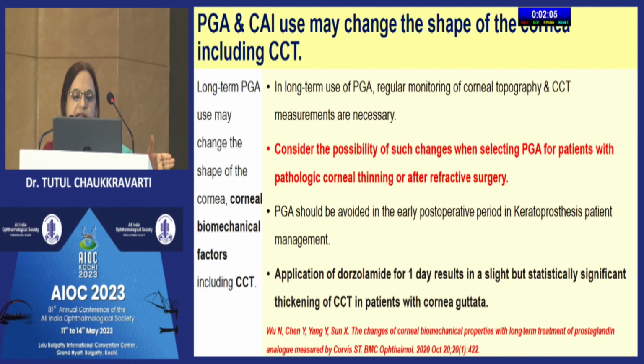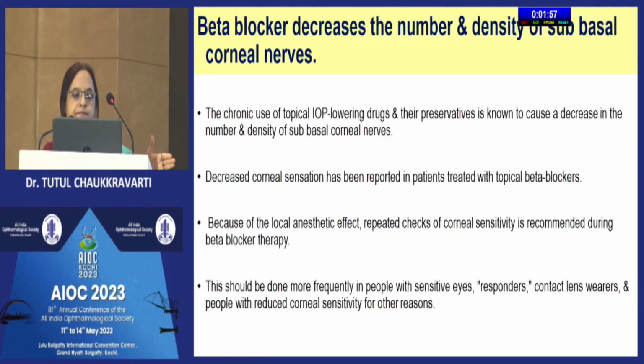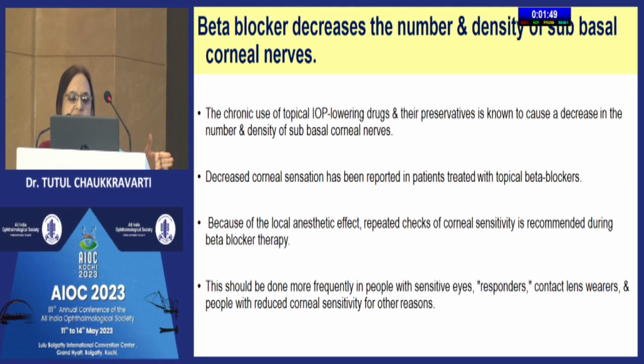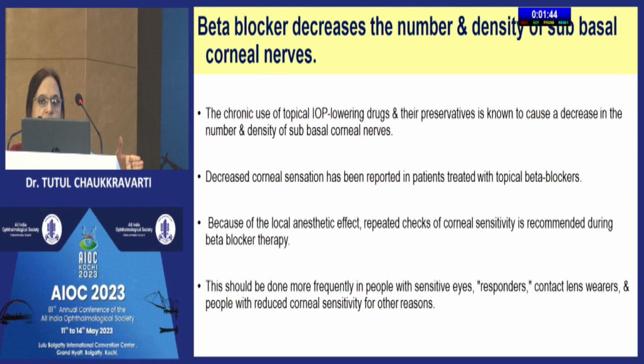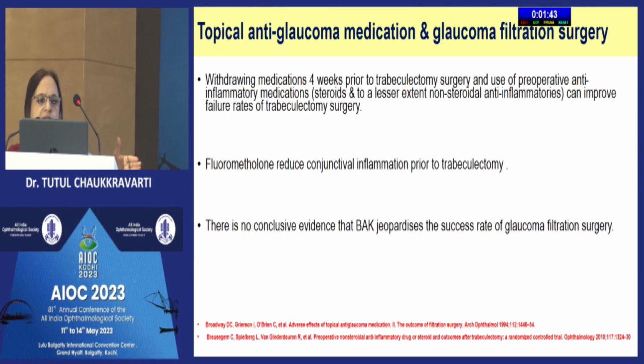Application of dorzolamide for one day results in a slight but statistically significant thickening of central corneal thickness in patients with corneal gutta. Decreased corneal sensation has been reported in patients treated with topical beta blockers. Because of the local anesthetic effect, repeated checks of corneal sensitivity are recommended during beta blocker therapy.